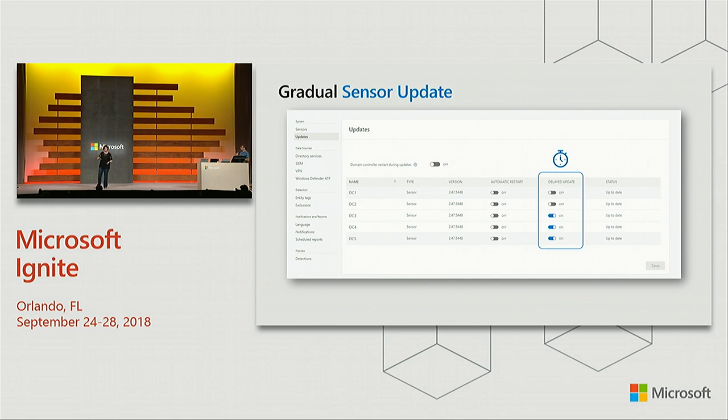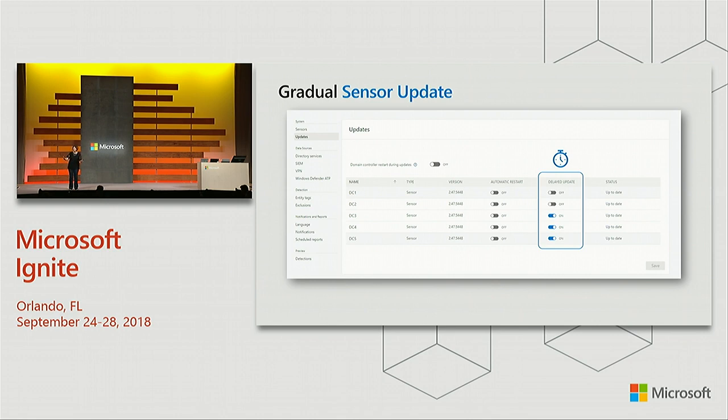One of the pieces of feedback that we got from particularly some of the larger customers is they didn't want all of their sensors being updated at exactly the same time. So now we've introduced a new capability called Gradual Sensor Update that allows you to mark a group of your DCs or a group of your sensors to be updated slightly later than the rest of your sensors.